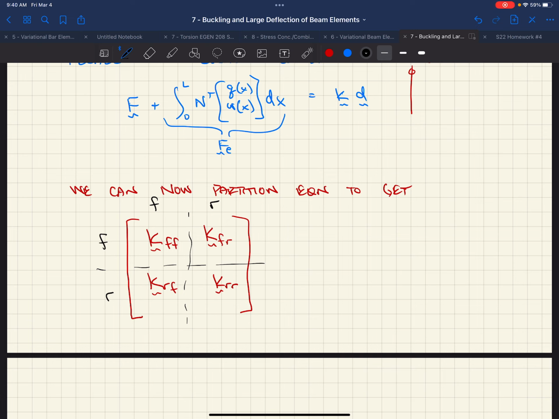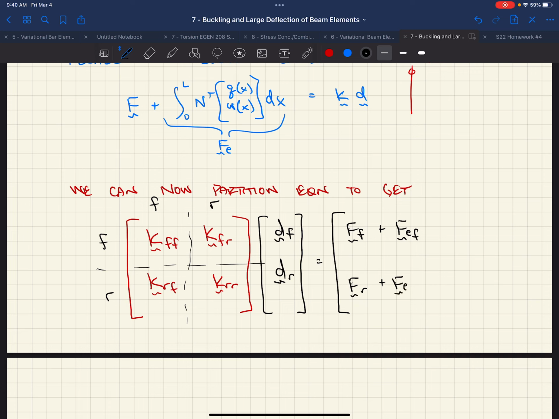So we look at our degrees of freedom, displacements. We now have degrees of freedom associated with our fixed and released behavior. Then we also have forces, fixed, forces associated with our released degrees of freedom. All right, so we have F for non-released.